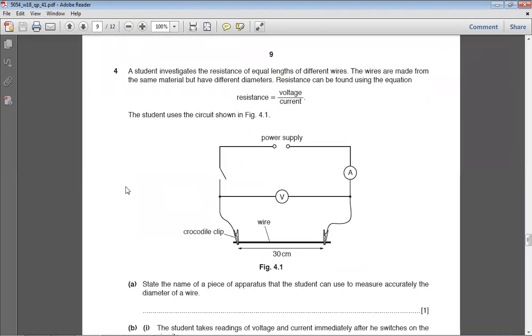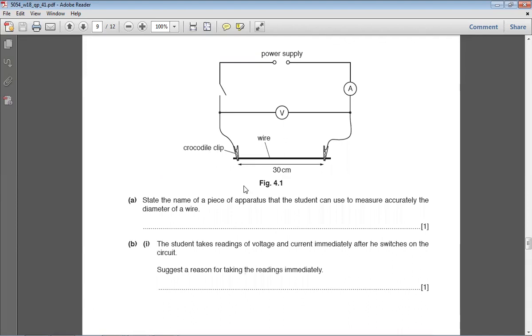A student investigates the resistance of equal lengths of different wires. The wires are made from the same material but have different diameters. Resistance can be found using the equation. So the wires are of the same material. The wires have the same length, but they have different diameters. So the formula is resistance equals voltage divided by current. The student uses the circuit shown in figure 4.1. Okay. So here the length is 3.3 centimeter, of the wire which is in use.